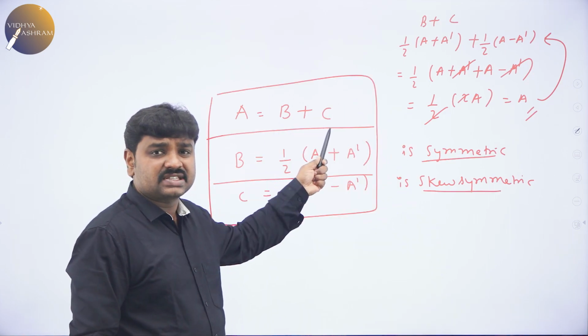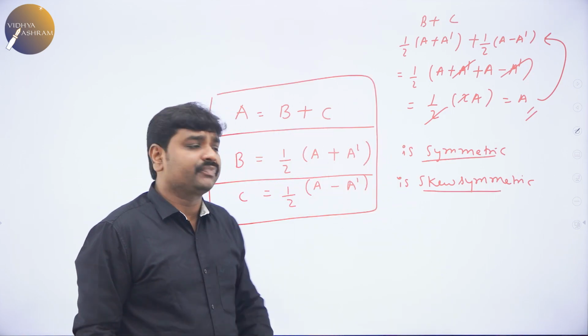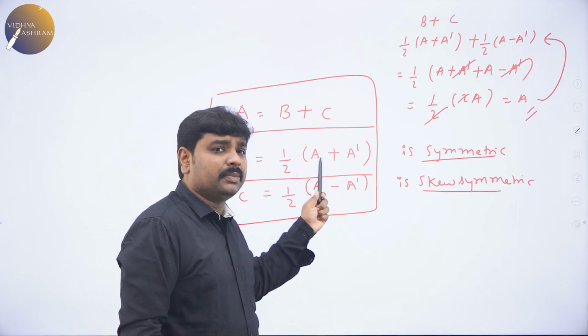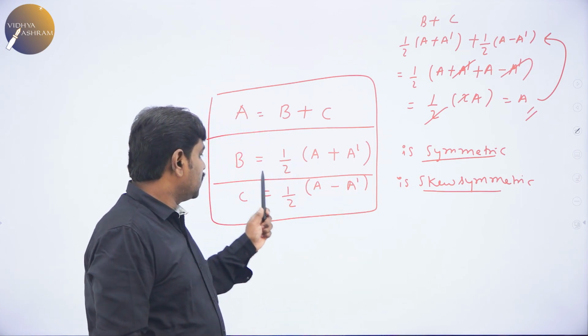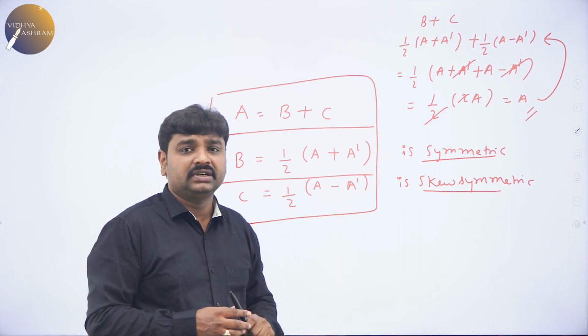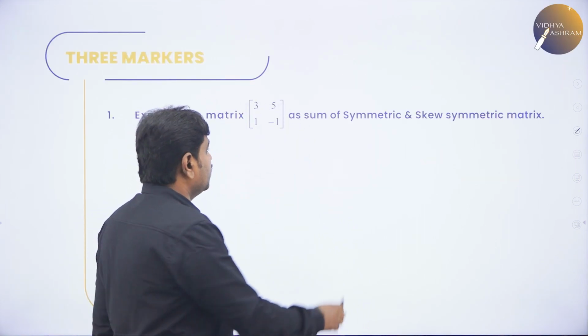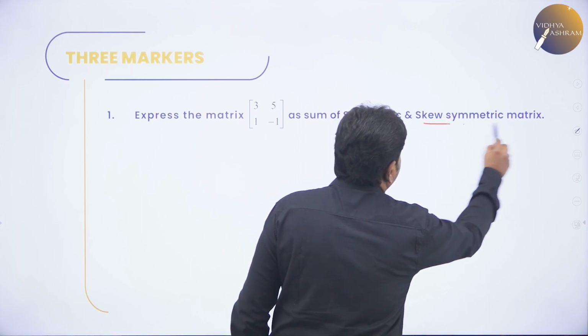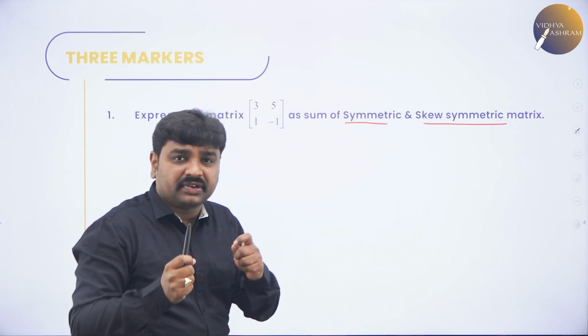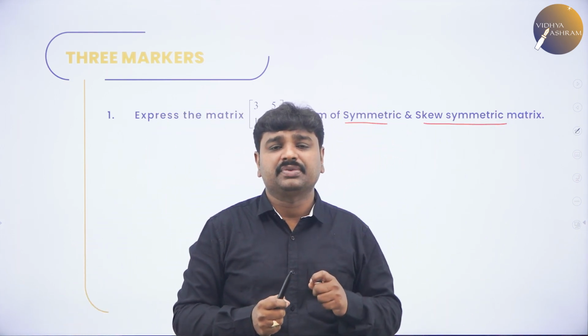B is the symmetric matrix. What is C? Skew symmetric matrix. How to find B? B is half into A plus A dash. How to find C? C is half into A minus A dash. They are asking you to express a given matrix as sum of symmetric and skew symmetric. So now we need to express a given matrix as what? Sum of symmetric and skew symmetric.